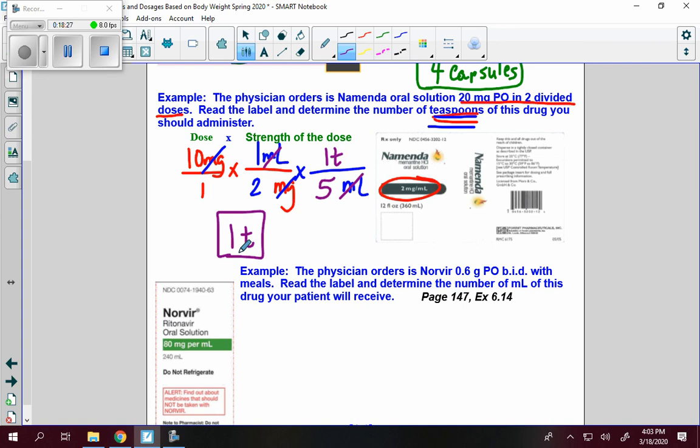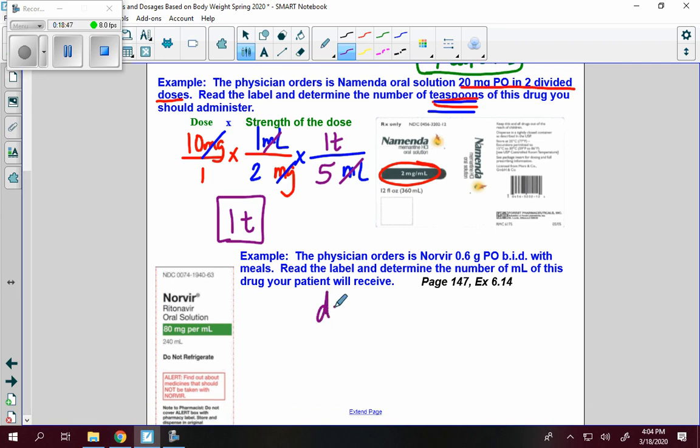Awesome. So the next thing we're going to look at, this is the last example. It says the physician orders Norvir, 0.6 grams by mouth twice a day. So I'm going to take it now and I'm going to take it again with meals. Ooh. Read the label and determine the number of milliliters of this drug your patient will receive. So I'm going to think dose times strength.